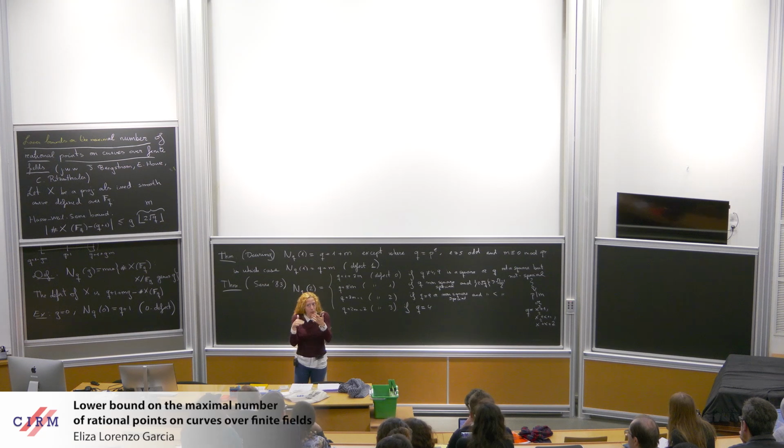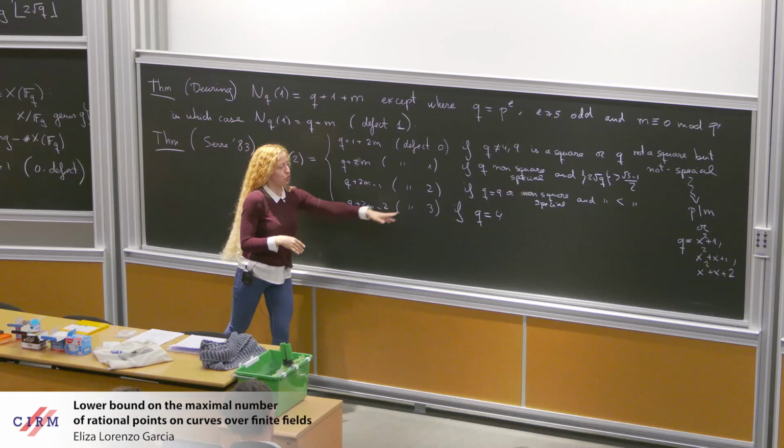You cannot always make this gluing happen, so instead of taking two maximal elliptic curves, maybe you need one with defect 0 and one with defect 1, and then you fall down here, or maybe you need to take two with defect 1, and then you are in this case. And this works all the time except for q equal to 4.